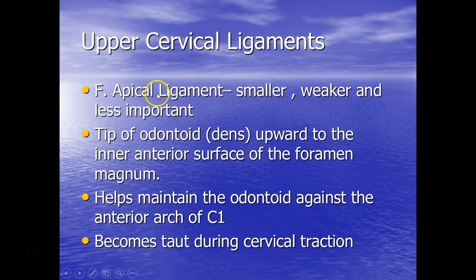So an additional ligament, but one which is much smaller, weaker, and therefore less important in terms of our purposes. So this is not a key ligament. But the apical ligament is a small ligament that runs from the tip of the odontoid upwards to the inner anterior surface of the foramen magnum, and it assists the other three main ligaments, the tectorial membrane, the cruciform, and the alar ligaments, in maintaining the odontoid against the anterior arch of C1.